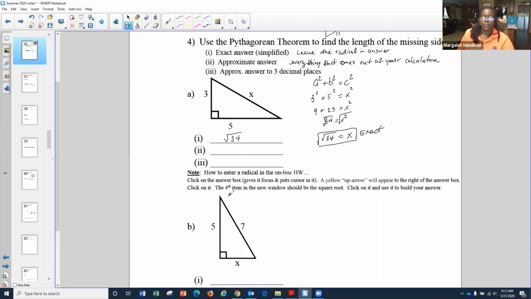Okay, now we're putting it in our calculator. Checking it, you'll get that nice little decimal coming out. The square root of 34 is this big number here, 5.830951895. All right, this is our approximated answer.